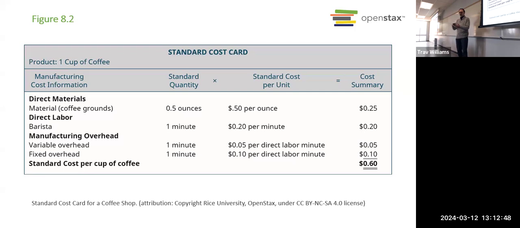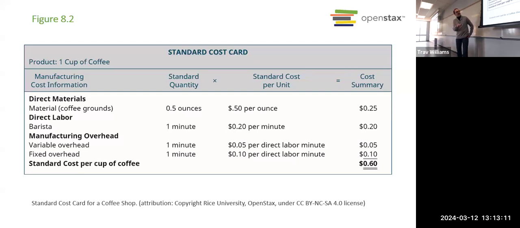20 cents per minute times 60 minutes in an hour. Yeah, so they're making $12 an hour. Not a lot of money, but per minute, that comes out to 20 cents per cup of coffee. That would be our labor cost.